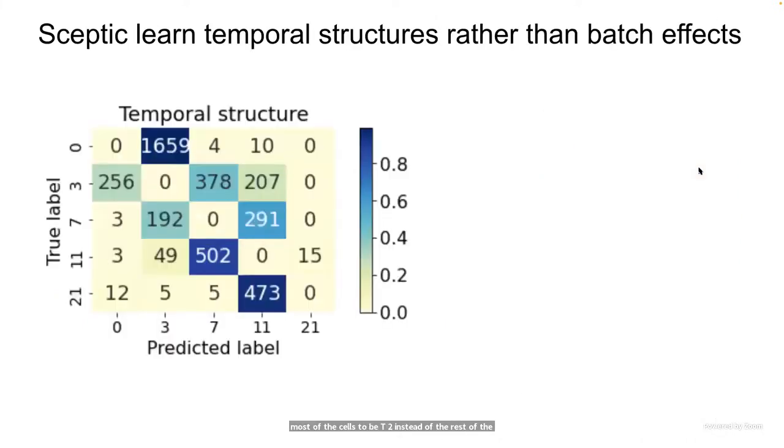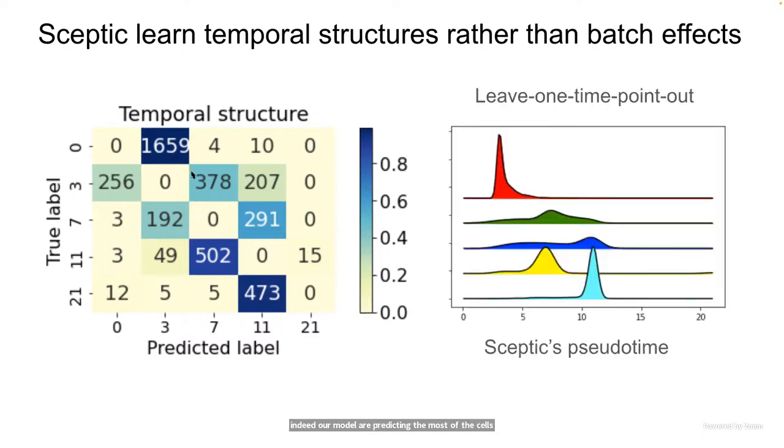When we do this leave one time point out analysis, we found that our model is indeed predicting most of the cells close to the diagonal. This is SCEPTIC. What is a little different is that for the day 11 cells, we don't predict too much on day 21. This is because the middle 3 time points are embryonic body cells, so day 11 looks more similar to day 7 instead of the day 21 neuroprogenitor cells. On the right-hand side is the pseudotime visualization instead of the confusion matrix.